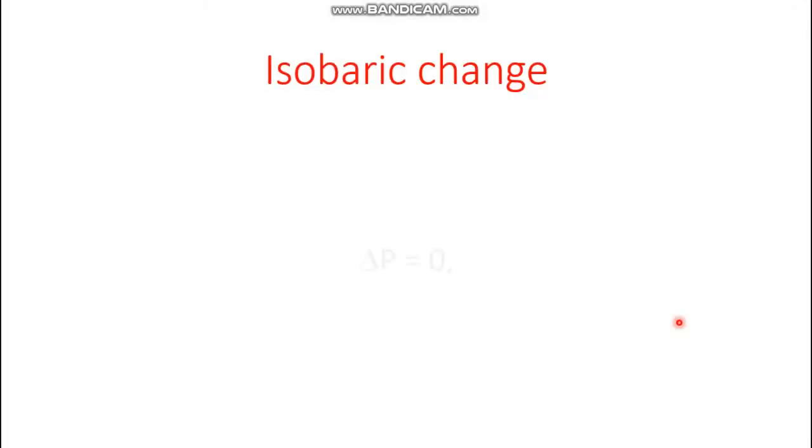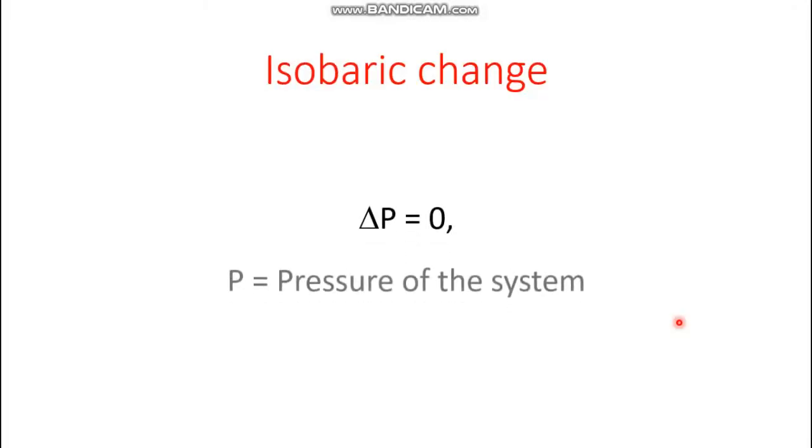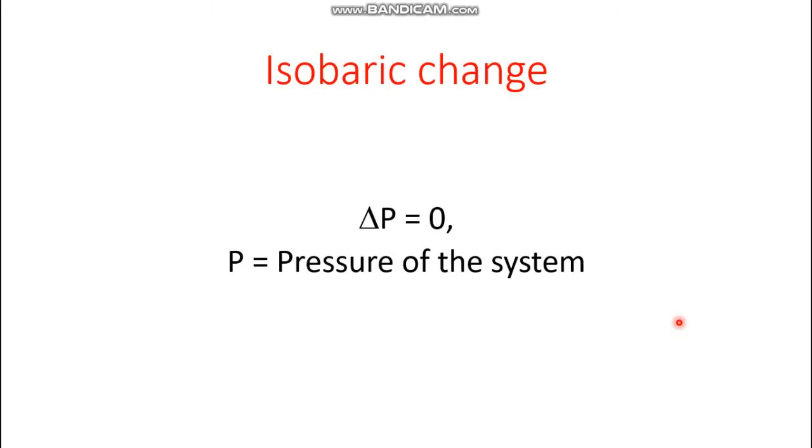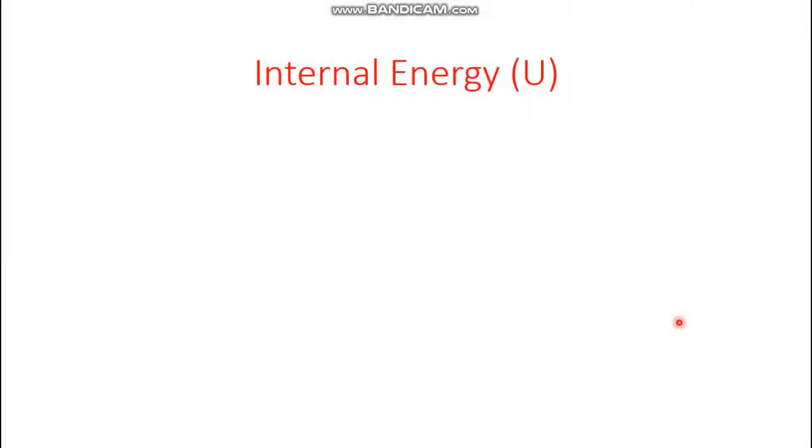Now isobaric change. In isobaric change, pressure remains constant. Okay, so in isothermal change, temperature remains constant. In isochoric change, volume remains constant, and in isobaric change, the pressure remains constant. Now the next part is isodynamic, but before that you should have some idea about internal energy.